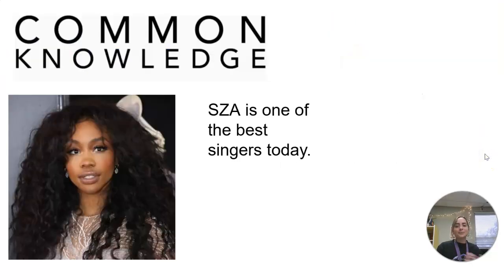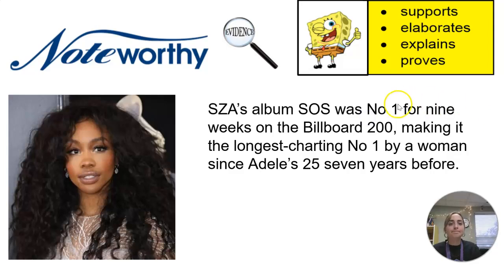Let's look at another example. If we ask students today who are some of the best singers, a lot of people might say that SZA is one of the best singers today. If you were trying to convince someone of this or prove that SZA is a really exceptional singer, you would want to find some good noteworthy evidence to back this up. A piece of noteworthy evidence we could use is SZA's album SOS was #1 for 9 weeks on the Billboard 200, making it the longest charting #1 by a woman since Adele's 25, 7 years before.